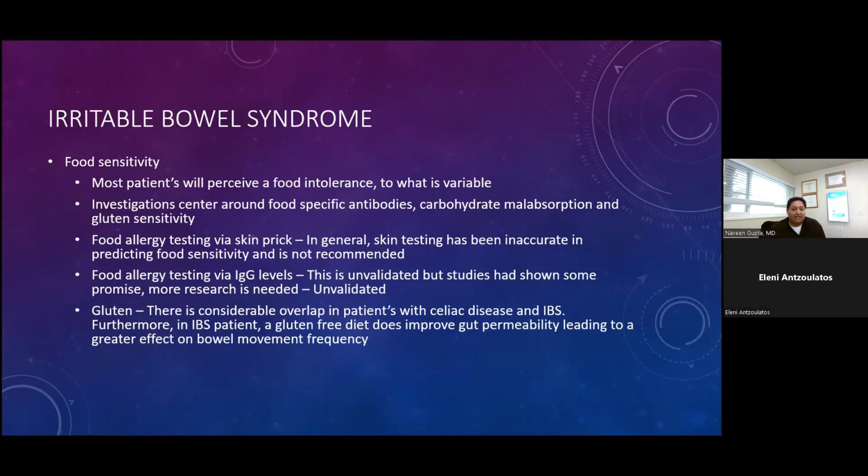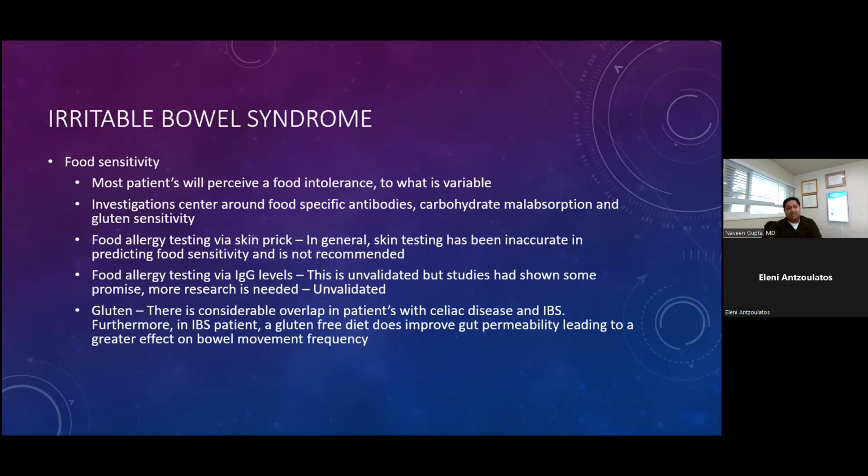So one important thing, a lot of people like to do skin prick testing for food allergies. That has really been inaccurate and is unvalidated. In fact, the GI societies do not recommend utilizing skin prick testing for food allergies as a way to guide one's diet. Many studies have shown that it just doesn't bear out. However, food allergy testing while checking immunoglobulin levels or IgG levels, which is a blood test to test for it, probably has more promise, and you can use that data, but it still is unvalidated.